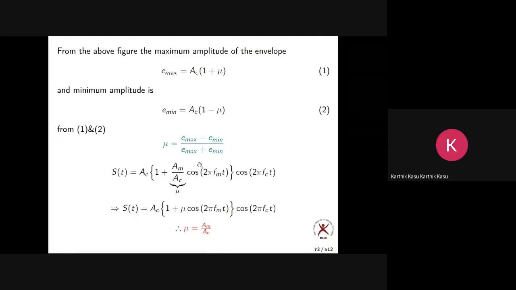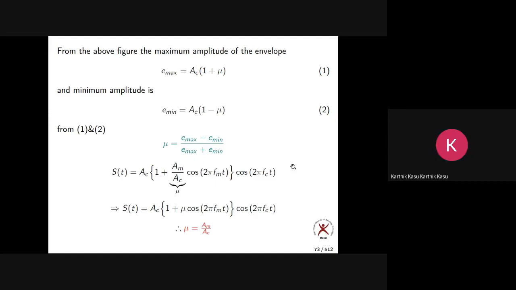So here you can observe this. If you expand this, I'm writing AM by AC. So you do one thing: you expand this, equal to what? What do you get? AC cos 2 pi FCT. Is it okay? So if you expand this, what do you get? AC cos 2 pi FCT plus AC AM cos 2 pi FMT into cos 2 pi FCT.